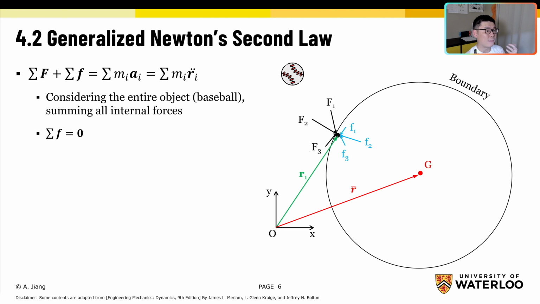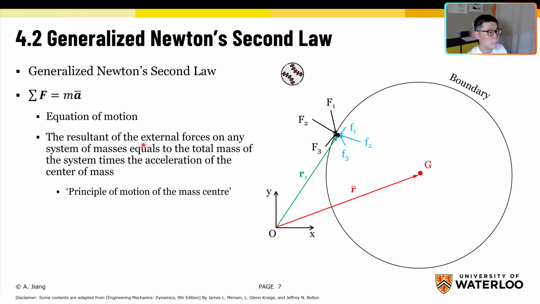Okay, let's put everything together here. All forces every particle experiences, external or internal, all add up to this sum of m_i r_i second derivative. But don't forget, when we are looking at an object at a macro scale level, the large level, all internal forces sum to 0. As well, from the previous slide, we obtained this m r-bar second derivative equals the sum of m_i r_i second derivative. This brings us the generalized Newton's second law.